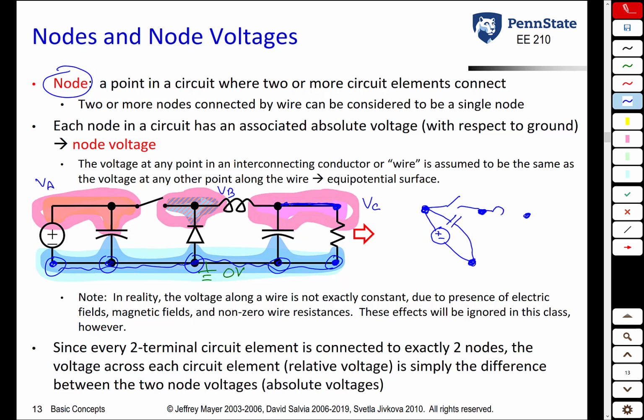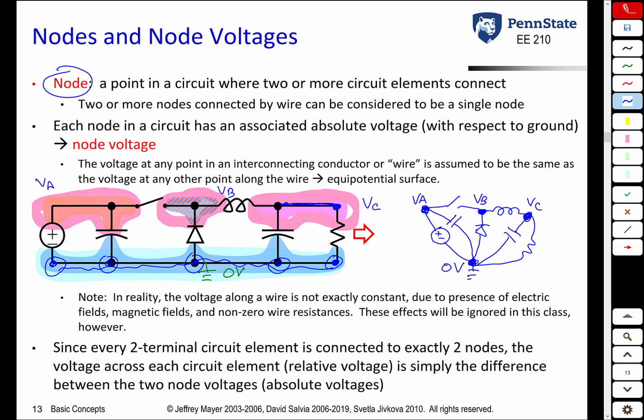Between these nodes, that's an inductor. Between here, you have a diode. And between this right node and the bottom node, you have a capacitor and a resistor. So this is a simplified version of the same exact circuit. And then down here, we'll call this ground or 0 volts.